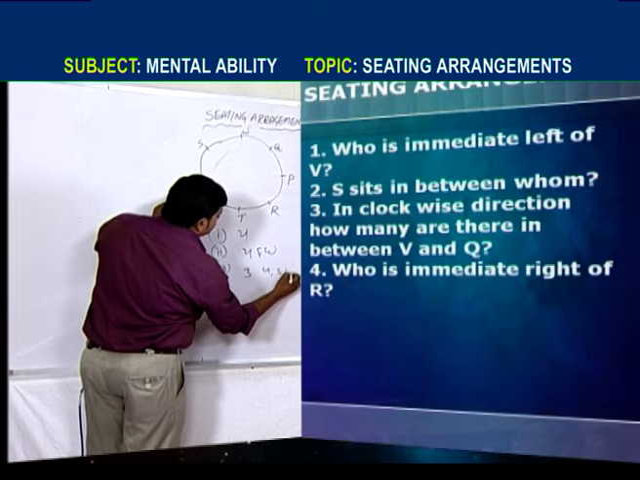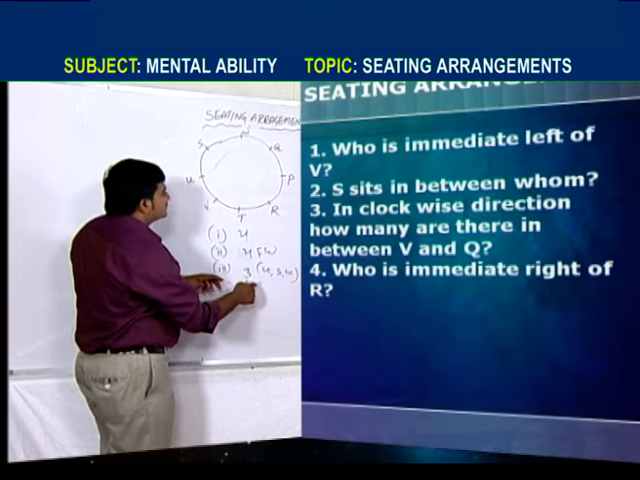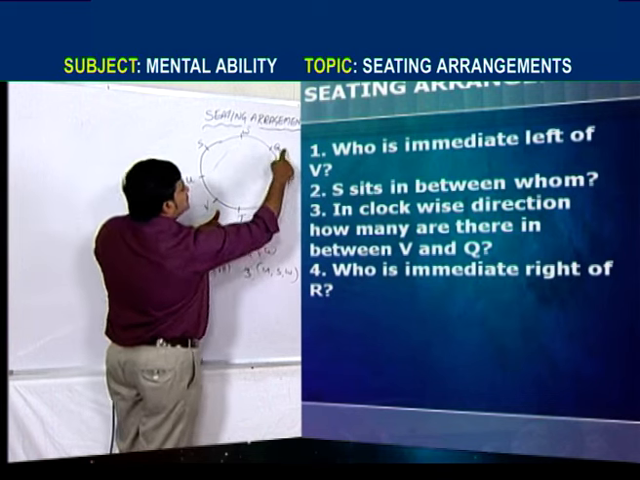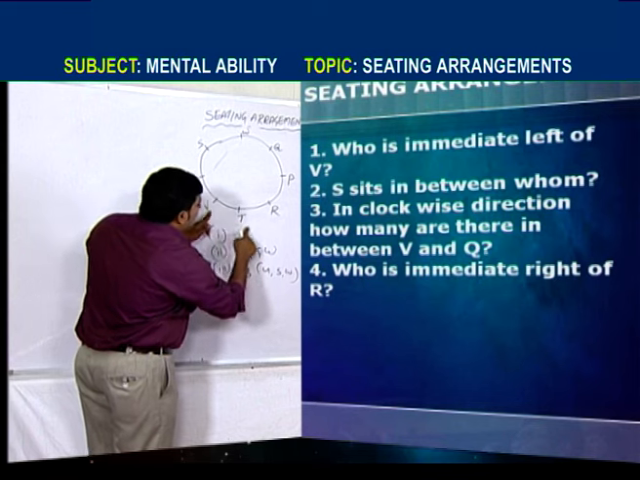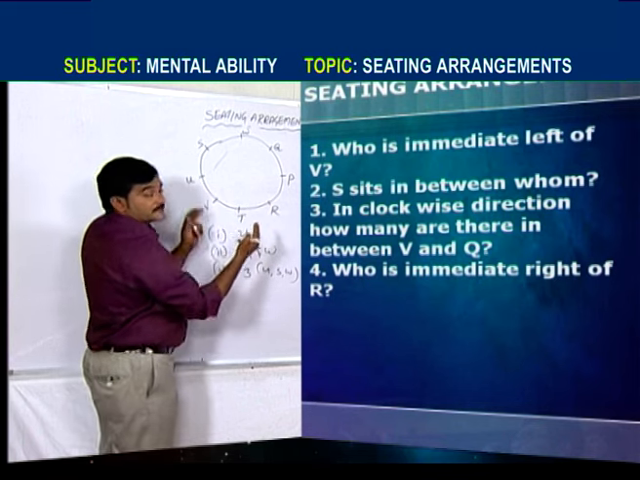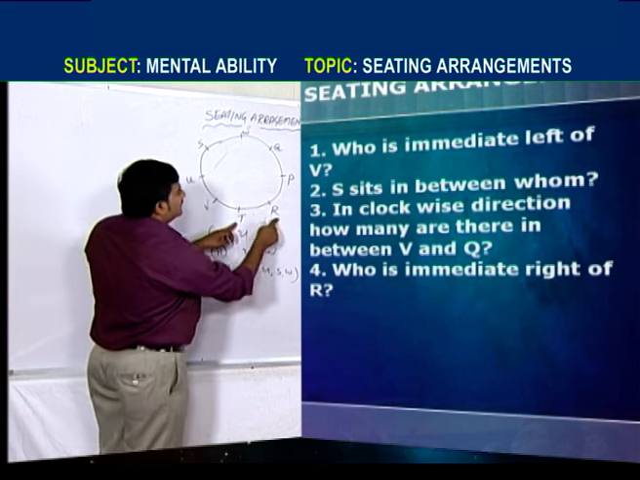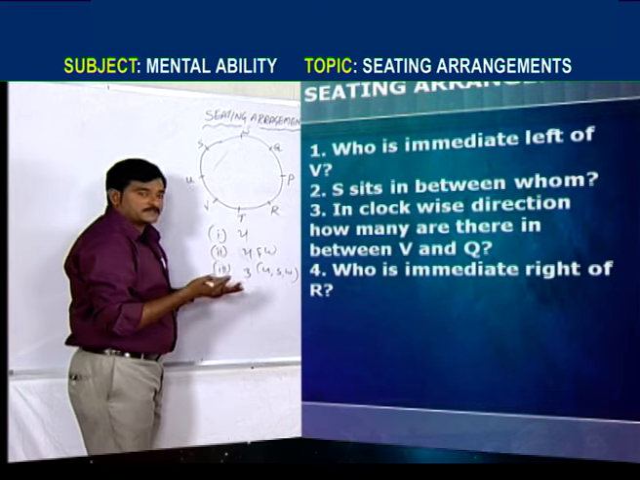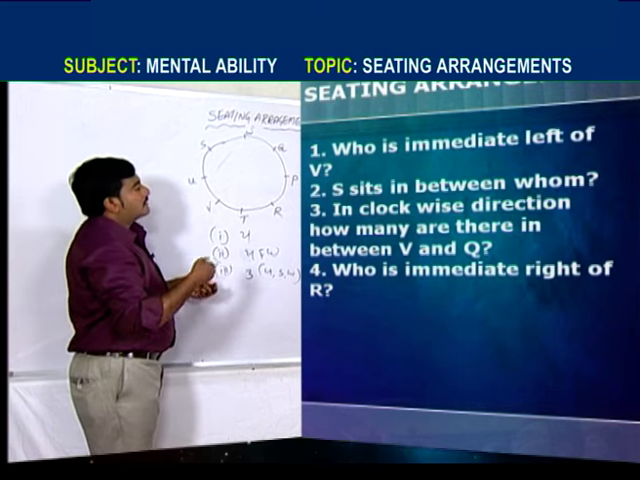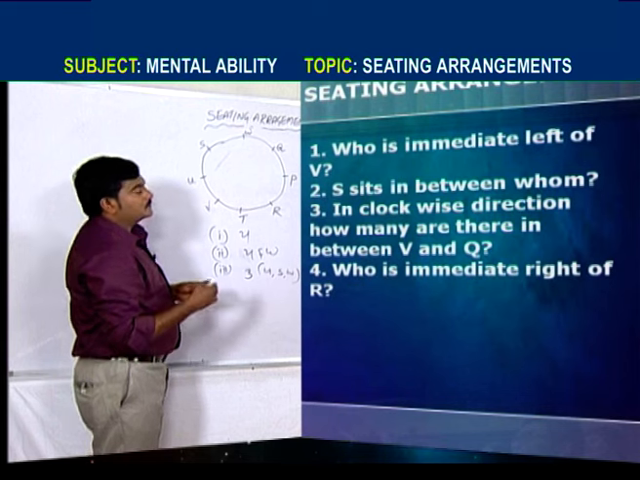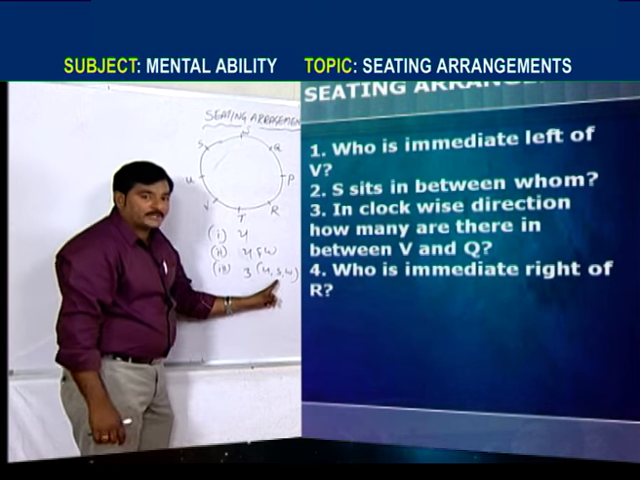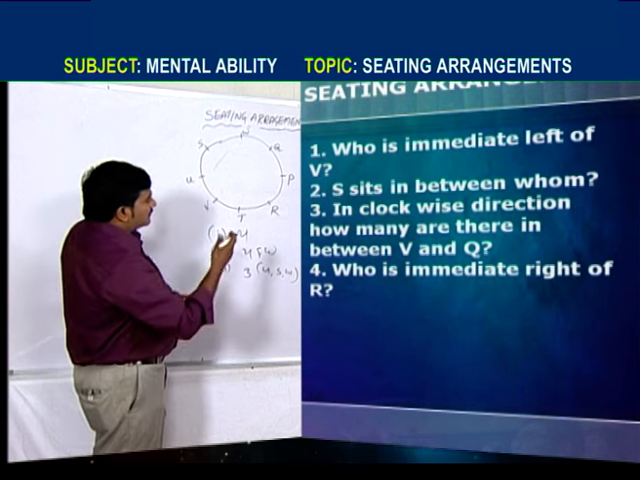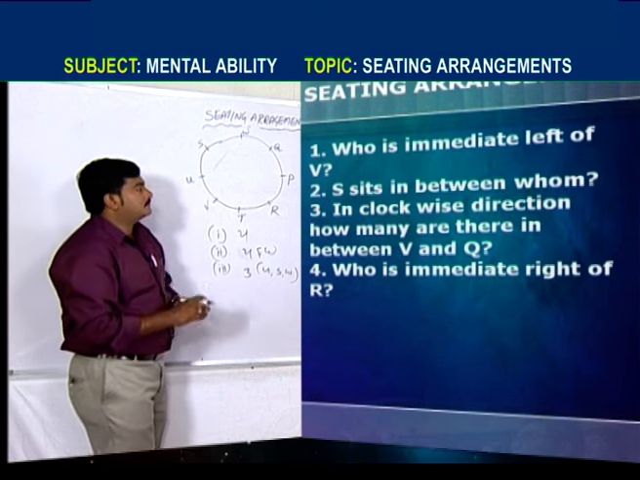Who are they? U, S, W. Unfortunately for this question, even in anti-clockwise, how many are there? 3 are there. Here V is there, Q is there. If you take in anti-clockwise, in reversed concept, how many are we getting? 3. So for this question, clockwise or anti-clockwise, in both cases we are getting 3 only. But he mentioned clockwise, and they are U, S, W.